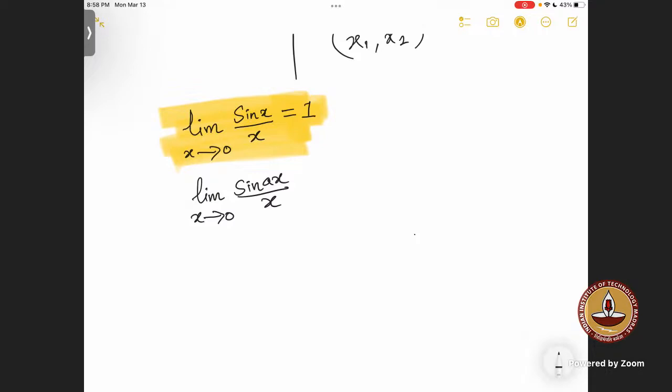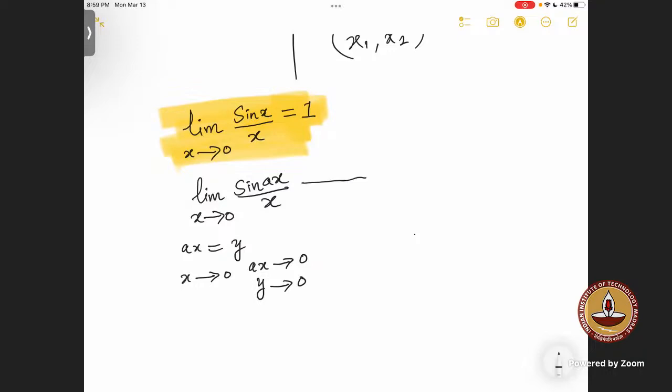I will tell you the procedure. Let me take ax as some y. Now, if x tends to 0, ax will also tend to 0, right? That is, y tends to 0.